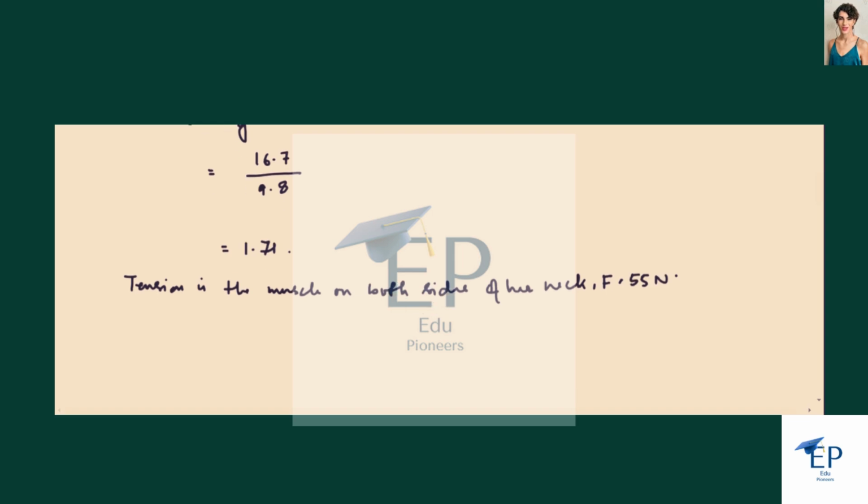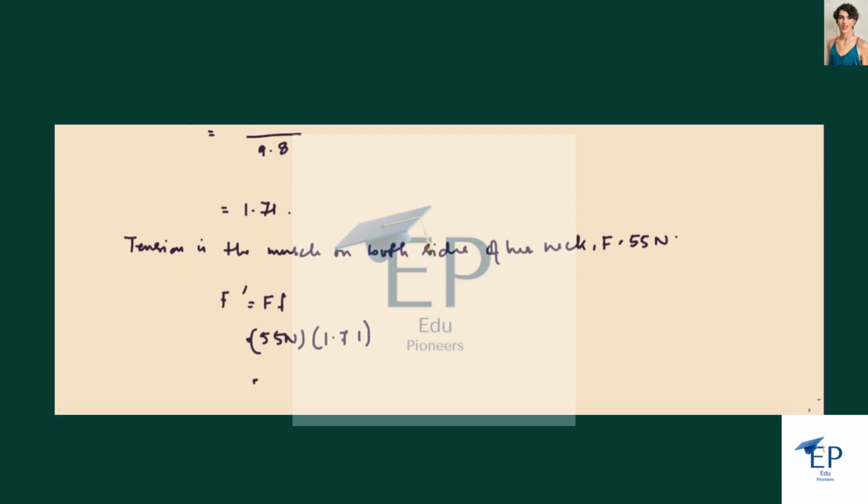Hence the tension in the muscle on both sides of her neck while she is sliding is F dash is F times 1.71. We have 55 Newton multiplied by 1.71. That will be 93.8 Newton. This is the tension in the muscle on both sides of her neck while she is sliding.